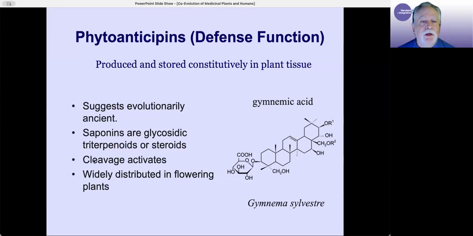And we call these saponins, glycosides. There's another term called triterpene or steroidal glycosides. And the glycoside is simply a word that refers to that sugar molecule on the bottom left. And what happens is when that sugar molecule gets cut off, then it becomes active. So these are stored with that sugar until the plant needs it in a defense function. The sugar is cut off, and now you have an active molecule. And this is found throughout any number of different flowering plants. It's not specific to one group.